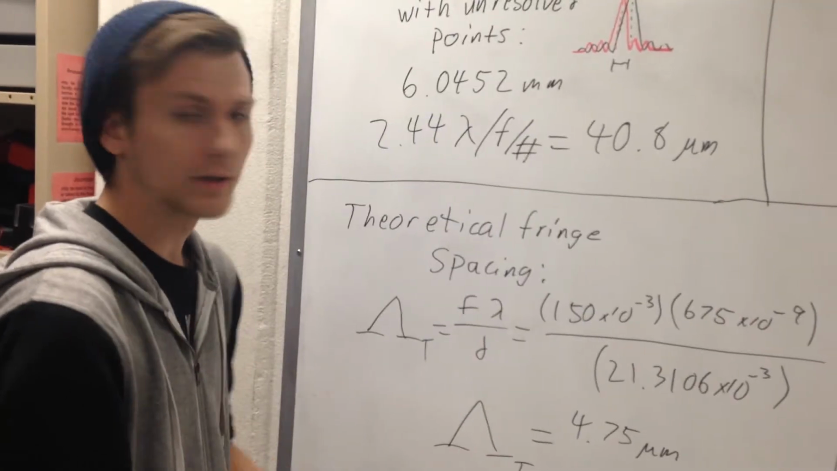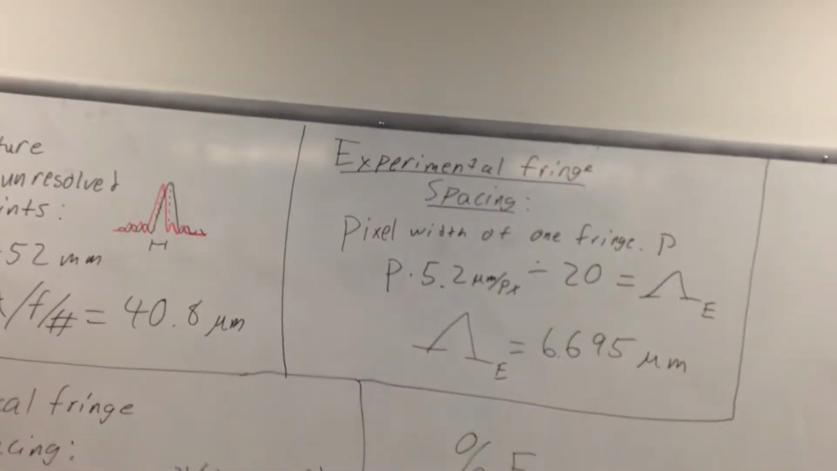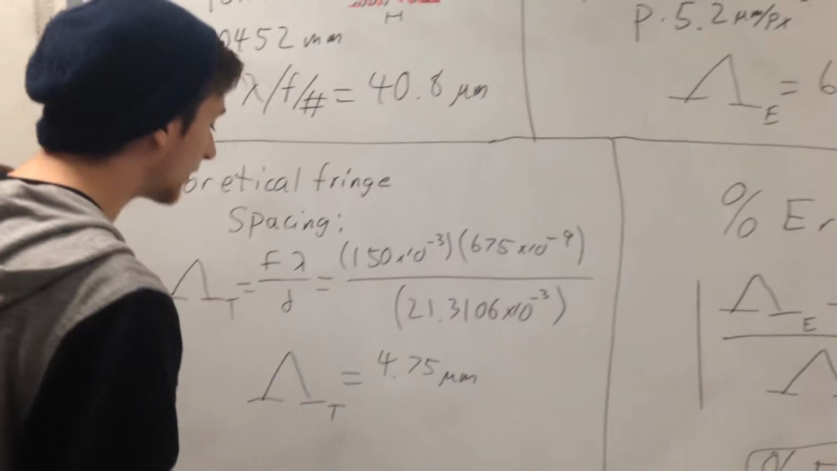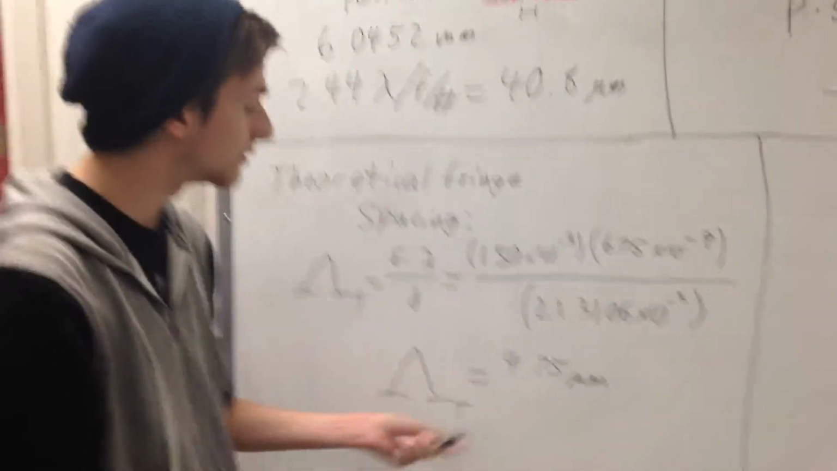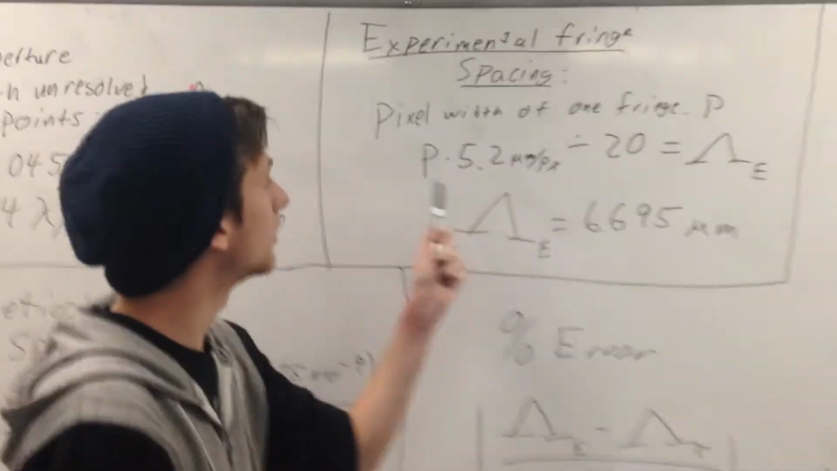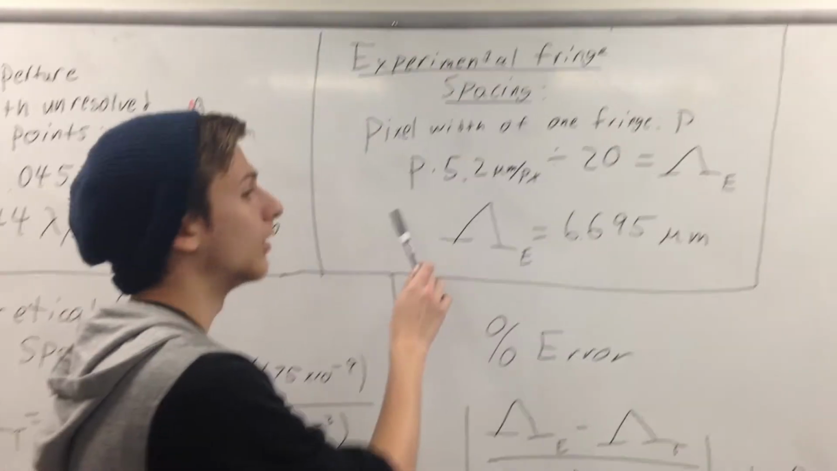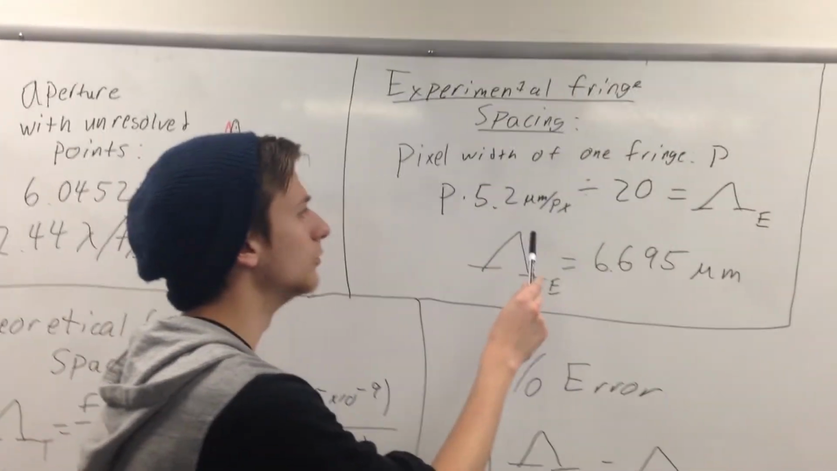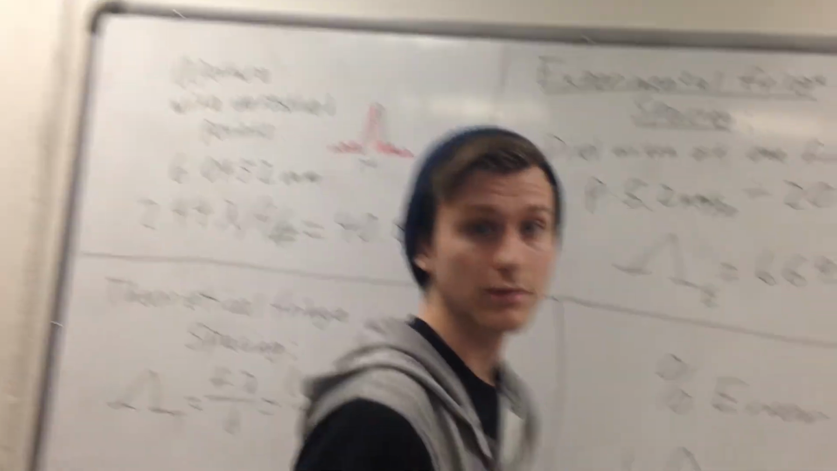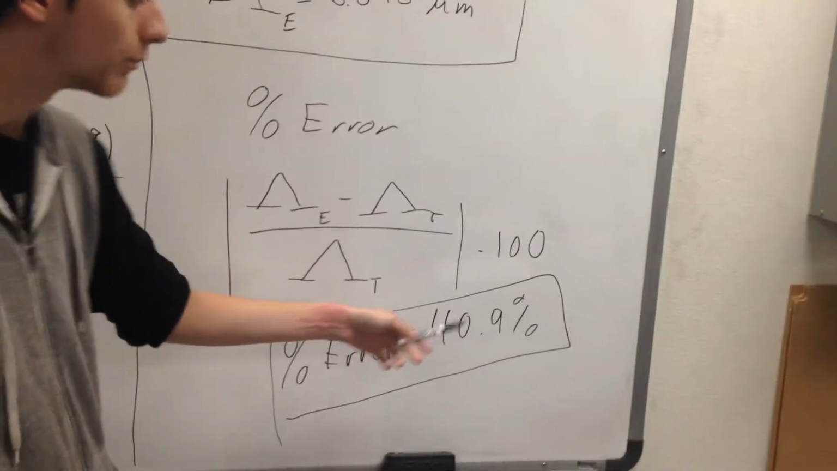When calculating our fringe spacing, we compared the theoretical fringe spacing to the experimental fringe spacing. Theoretically, we used f lambda divided by d, which led us to a theoretical fringe spacing of 4.75 microns. For the experimental fringe spacing, we measured the pixel width of one fringe spacing, applied the resolution of the camera, and divided by the magnification of the objective. That gave us 6.695 microns, which led to a percent error of about 40.9%.